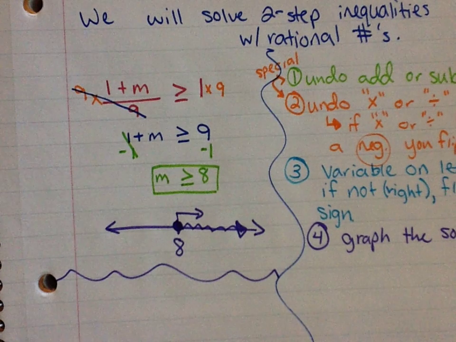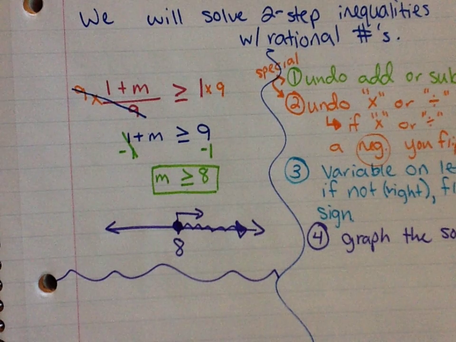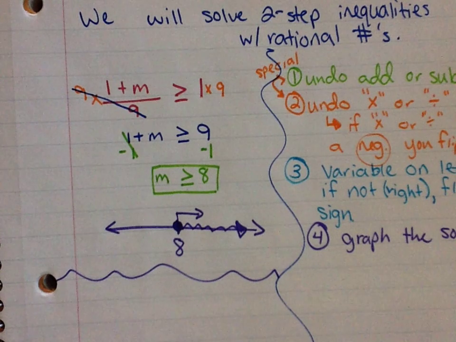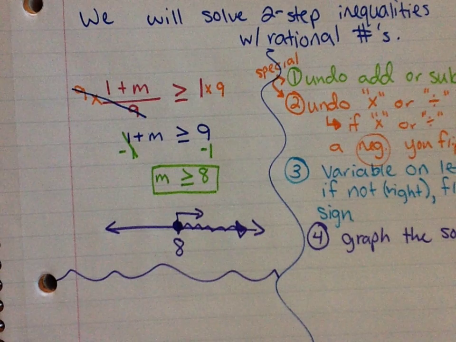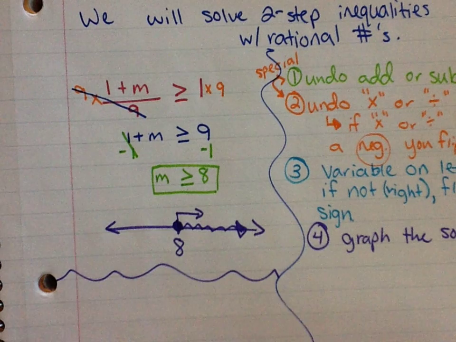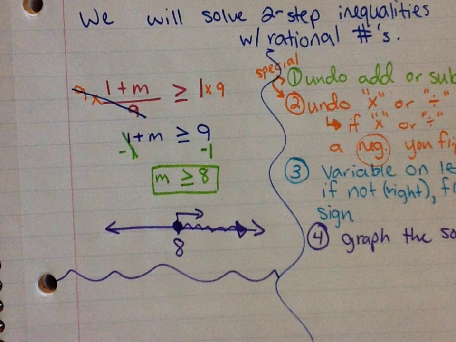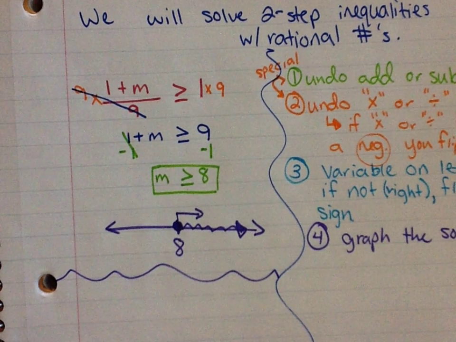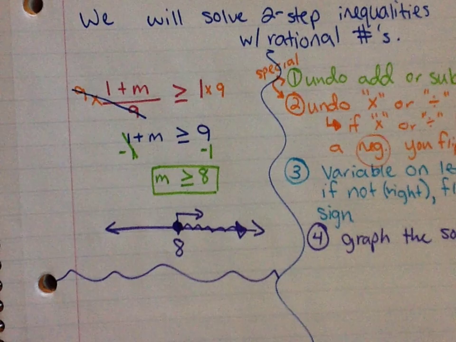All right. I wanted to look at that one because that was a special case that was on your homework from last week that I did not have you do. Now we're going to go into our rational numbers. What type of numbers do we work with with rational numbers? Fractions and decimals. We're going to look at decimals first.